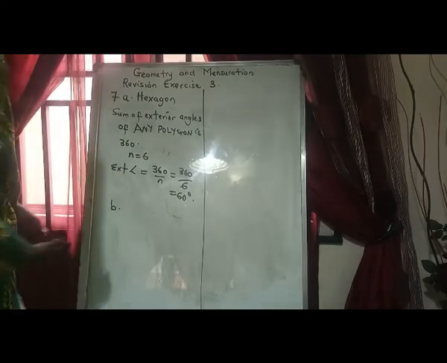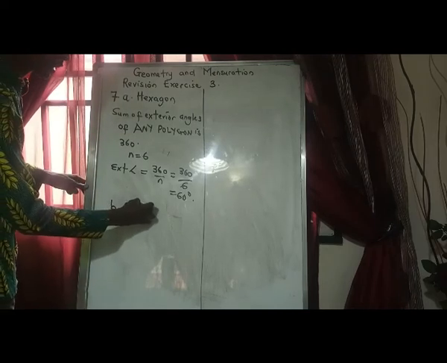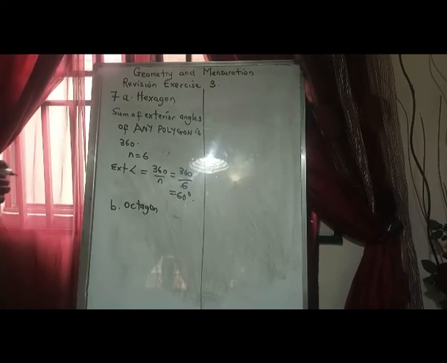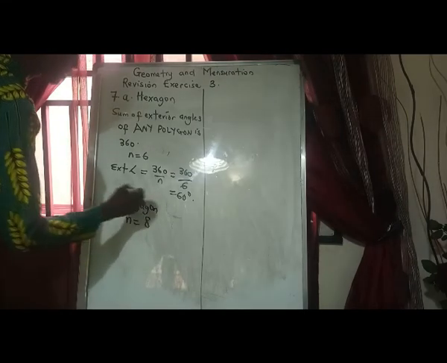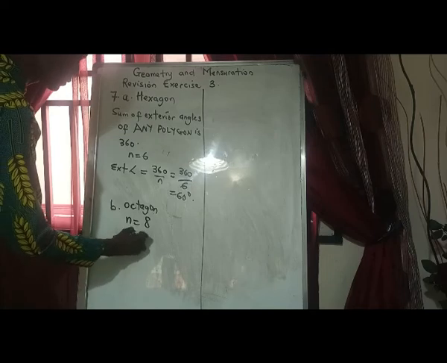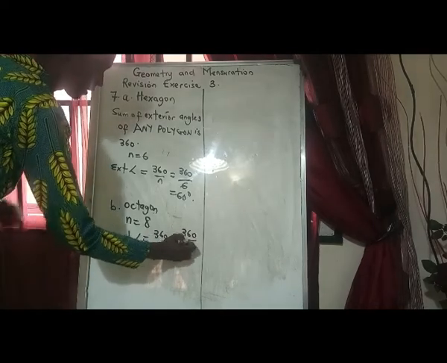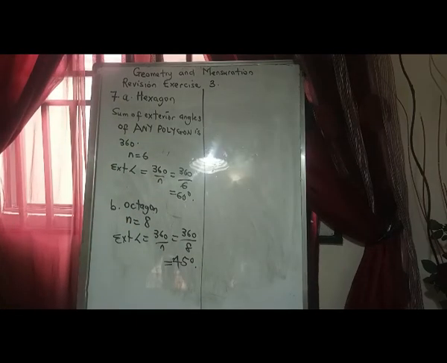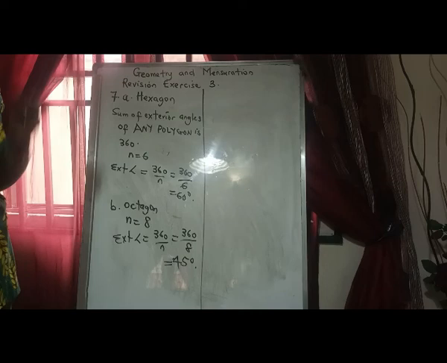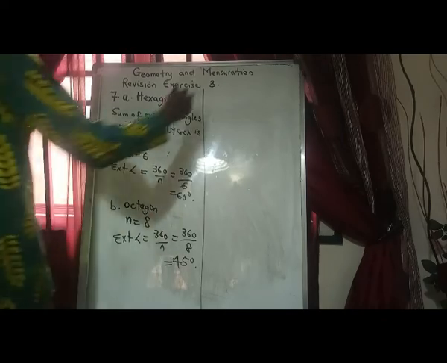Now for B, it says octagon. An octagon is a polygon with what? 8 sides. So for this, we know that n will be equal to 8. So we can say that the exterior angle will be what? 360 divided by n, which will mean 360 divided by 8, and each side will be what? 45 degrees. Each exterior angle of an octagon will be what? 45 degrees. We go to C.